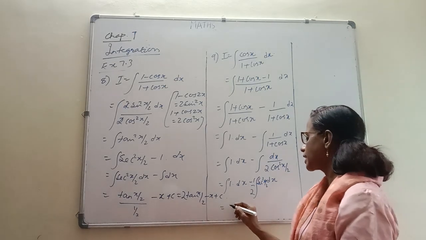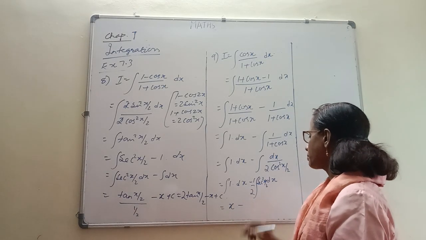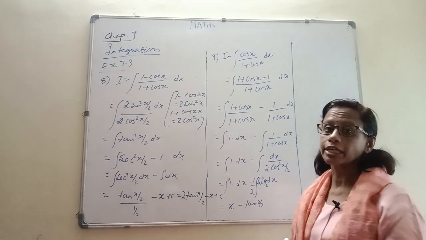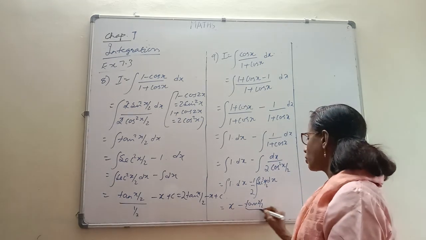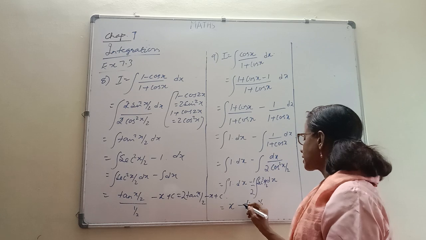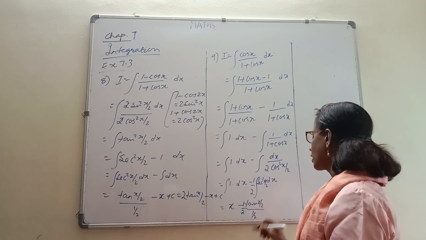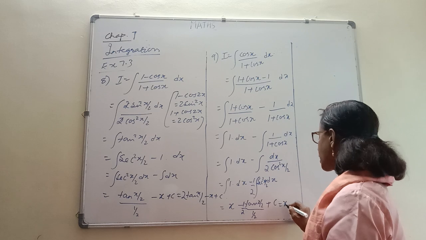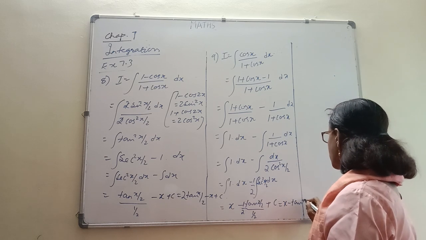This can be called x, and this can be called tan x over 2, because you know that the integral of sec squared is tan, but then you have to account for the half, and there is a half here also, plus c. So when we rearrange, I think it will come to x minus tan x over 2 plus c.